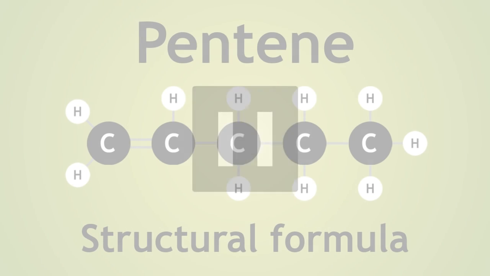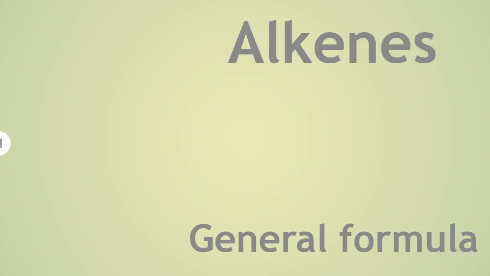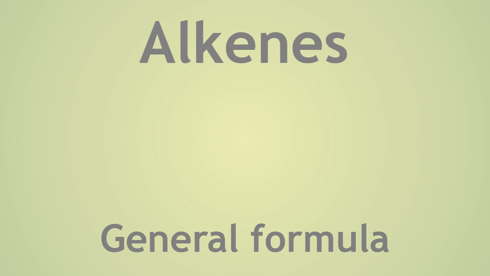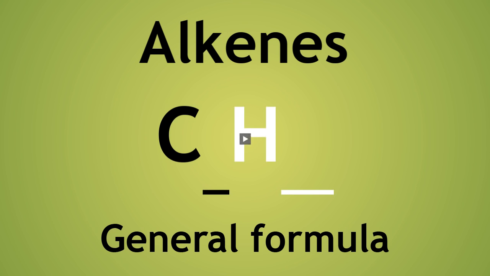Pause the video again and try and complete the general formula. What is the relationship between the number of carbons and the number of hydrogens? Hopefully you got the structure CnH2n. Quite simply, there is double the number of hydrogens than the number of carbons. So, as an example for decene, the molecular formula would be C10H20.